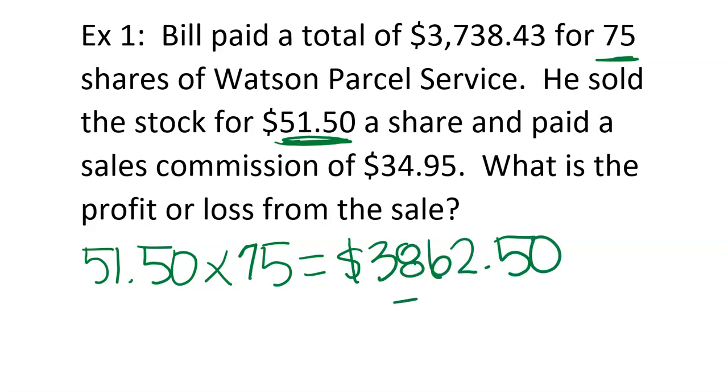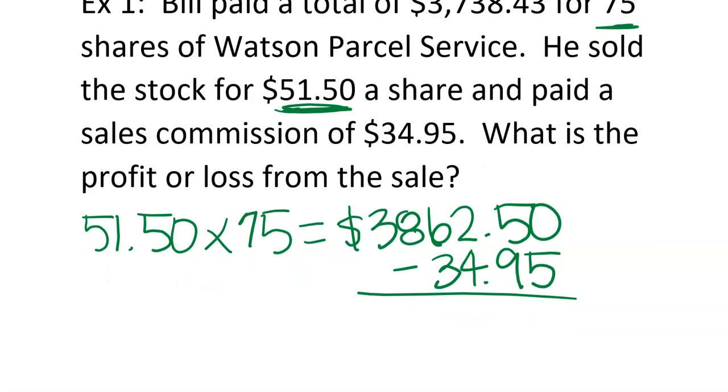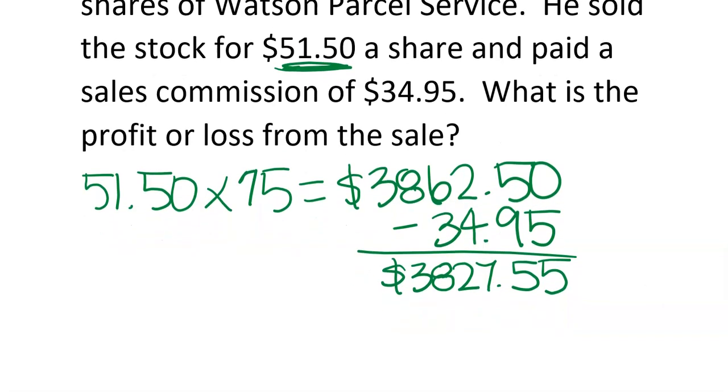Then we know we have to subtract out the commission. And you get $3,827.55. Now, these amounts are different from the book because in the book, I think they had a different commission amount, so they are a little bit different. Just in case you notice that the answers aren't the same.